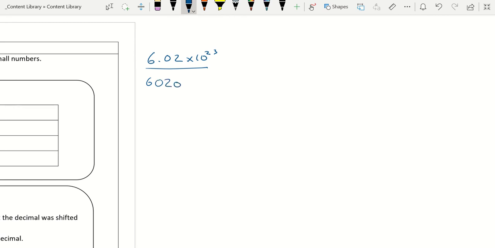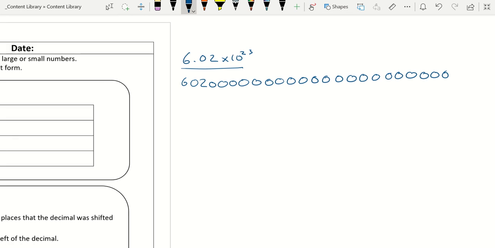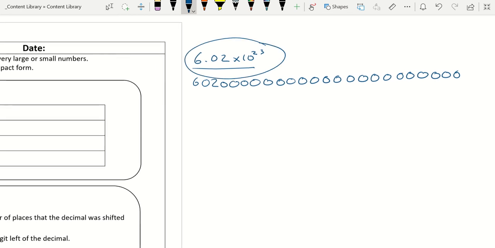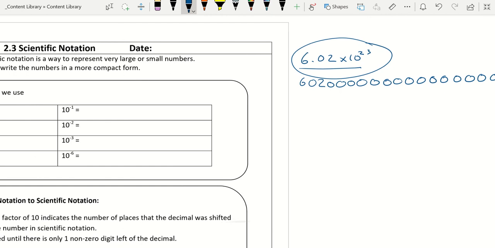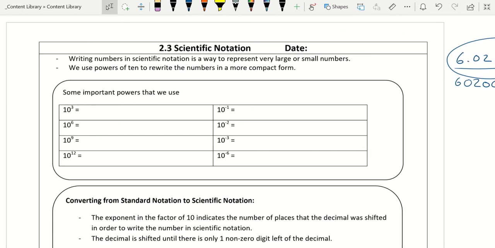1, 2, 3, 4, 5, 6, 7, 8, 9, 10, 11, 12, 13, 14, 15, 16, 17, 18, 19, 20, 21, 22, 23. That's 23 digits after the 6. You can see this is not a very convenient number to manipulate if you're adding, subtracting, multiplying, and dividing with. So instead we use the more compact form shown here. But we don't know how to get there yet, so let's take a journey to figure out how to get there. So today is November the 18th.